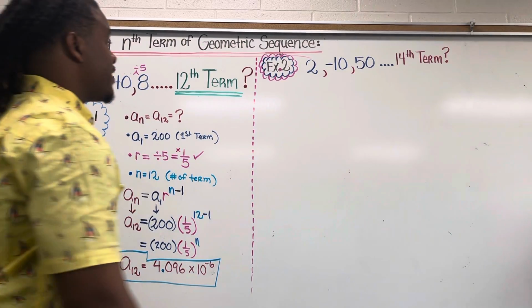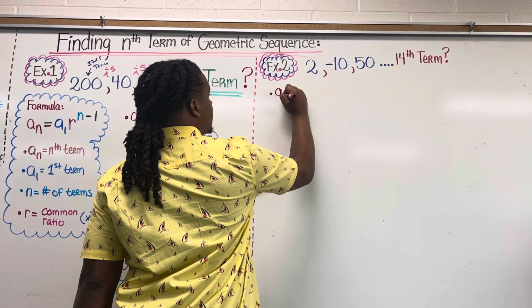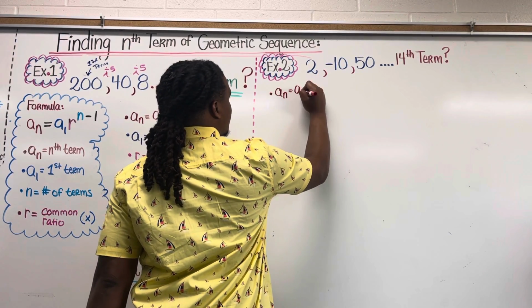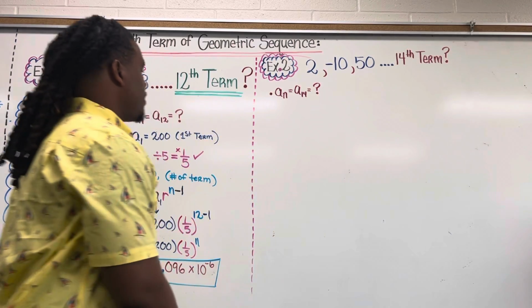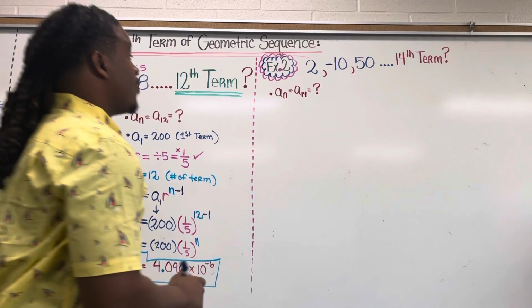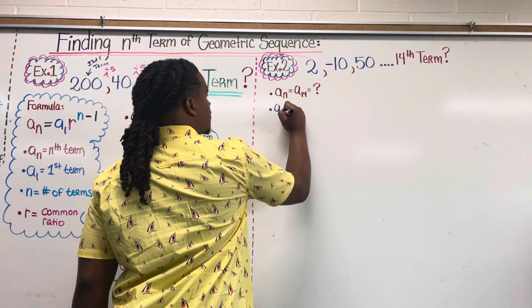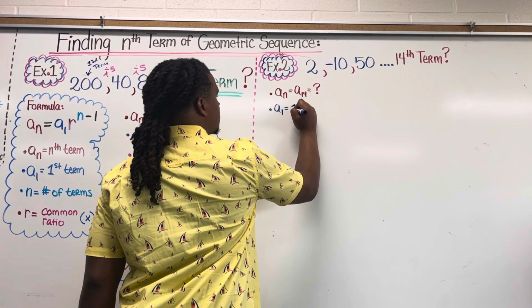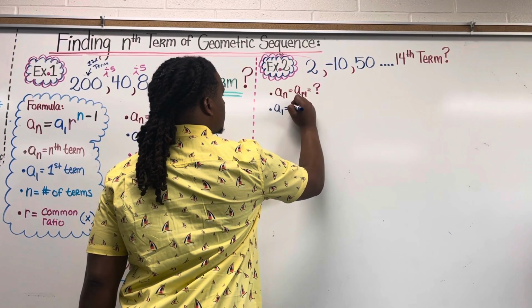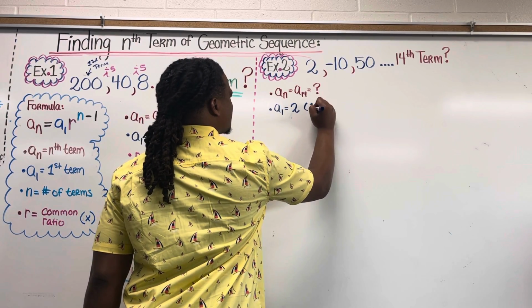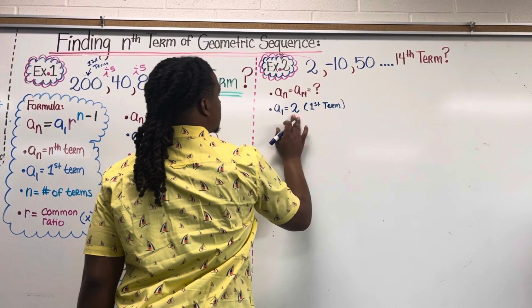We know that an in this particular case is going to be a14, because that is what we're trying to figure out: the 14th term. And a1, in this particular case, 2 will be a1, which is the first term within the geometric sequence.